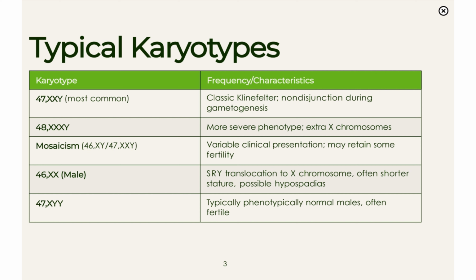So what are the typical karyotypes? There's a 47XXY, which is the most common, and this is actually called the classic Klinefelter, and occurs as a result of non-disjunction during gametogenesis. This occurs in the parent. And what is a 48XXXY? This is actually a more severe phenotype due to the extra X chromosomes present in these patients, so they have more severe low testosterone and significant gynecomastia and other signs of insulin resistance, etc.